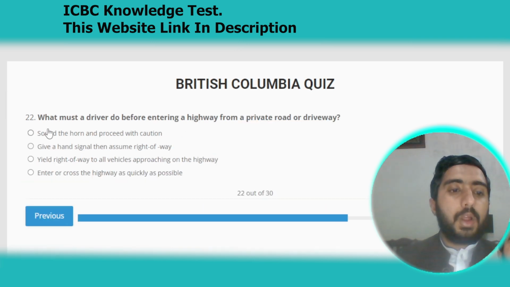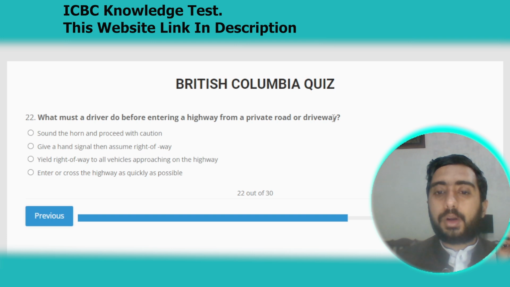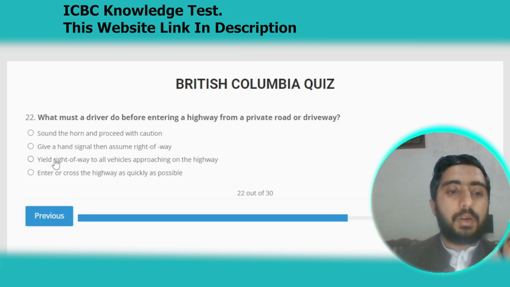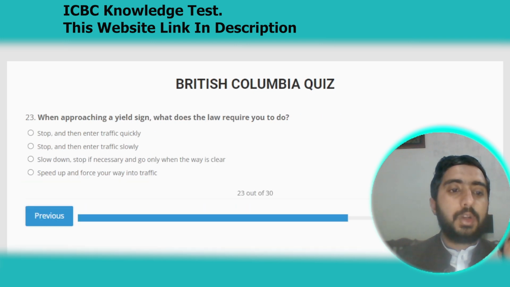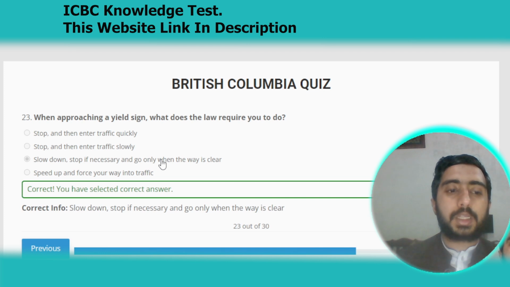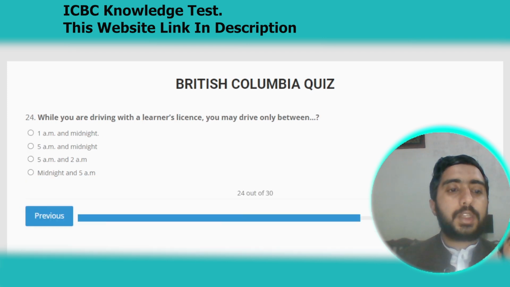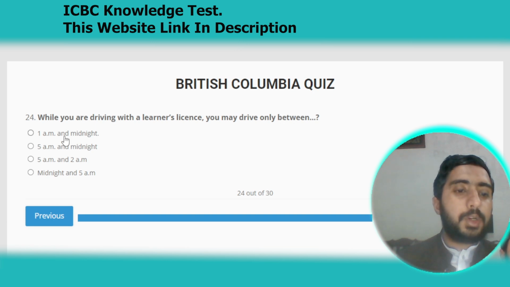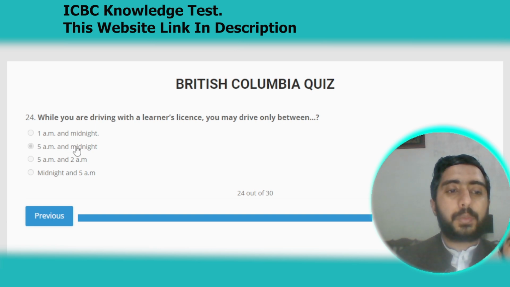Next question. What must a driver do before entering a highway from a private road or a driveway? The correct answer is yield the right of way to all vehicles approaching on the highway. Next one, question 23. When approaching a yield sign, what does the law require you to do? The law requires you to slow down, stop if necessary, and go only when the way is clear. Option C is the correct one. Next question, question 24. While you are driving with a learner license, you may drive only between 5 a.m. and midnight, which is option B.